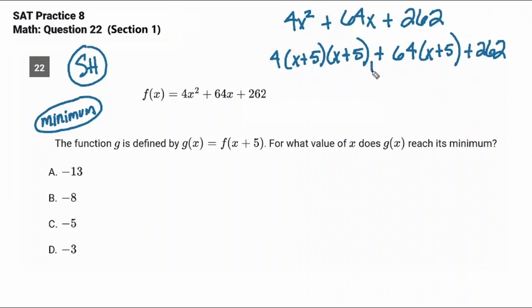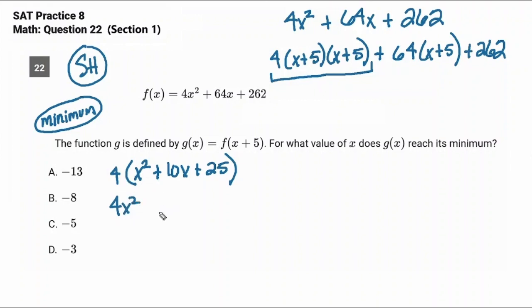So we're going to deal with this completely before we move on. So this is 4 times, I'm going to FOIL this, x plus 5 times x plus 5, x squared plus 10x plus 25. Not done. Now I've got to do 4 times x squared, 4x squared, plus 4 times 10x, 40x, plus 4 times 25, 100. And now I'm done with that.